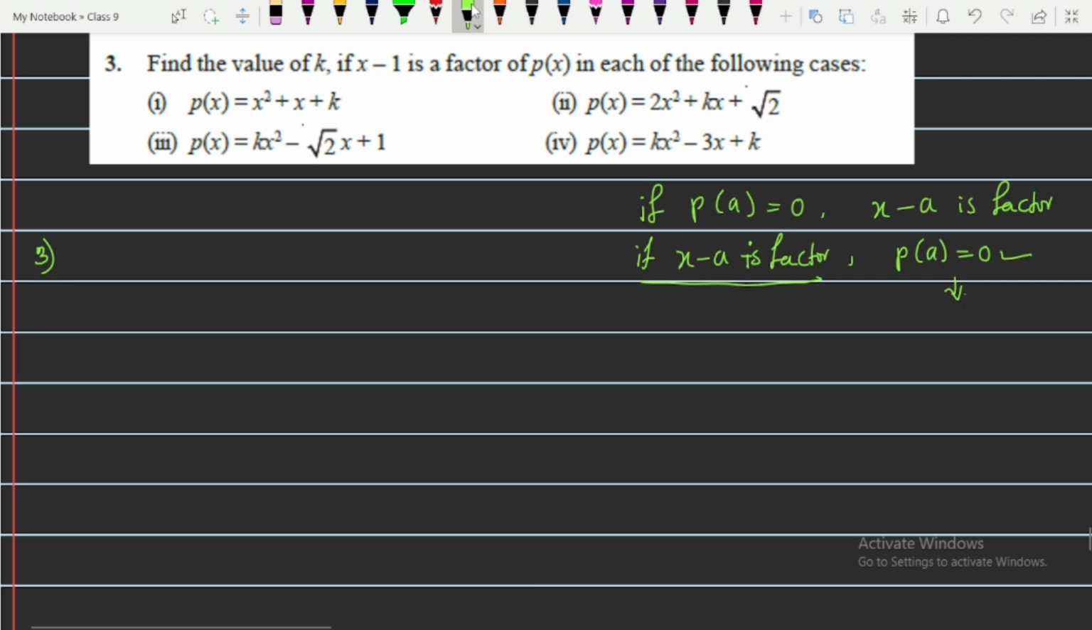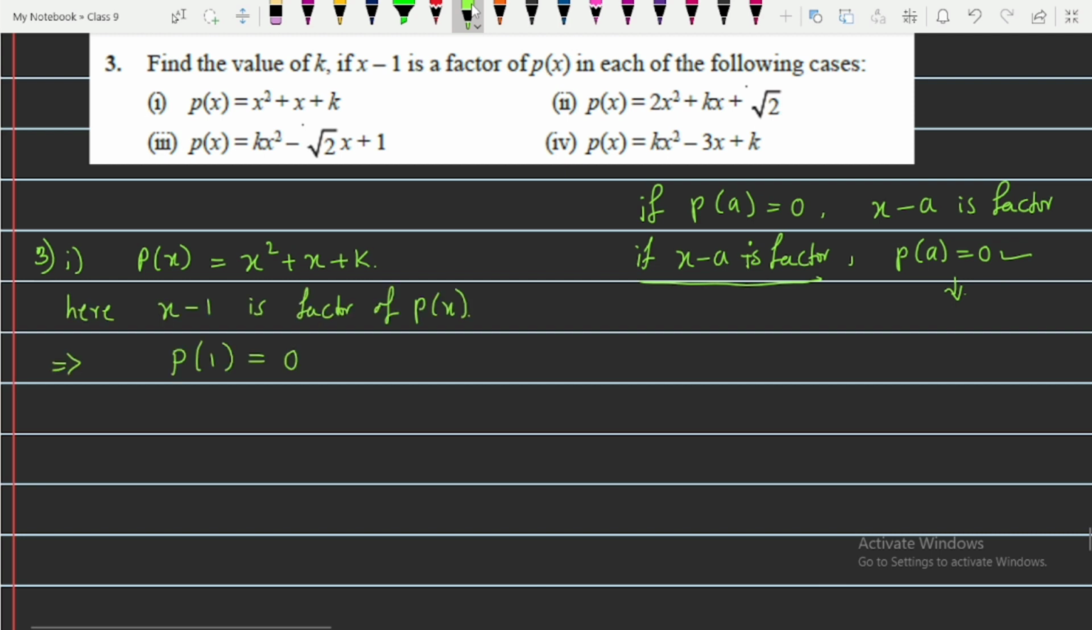So what is given? P of x is given, that is x square plus x plus k. So what is the factor here? Here they have already given x minus 1 is a factor of p of x. If it is a factor, then what is 0? If x minus 1 is a factor, then you can write p of 1 equal to 0. Yes, minus 1 you can move that side, it will be plus 1. So p of 1 equal to 0.